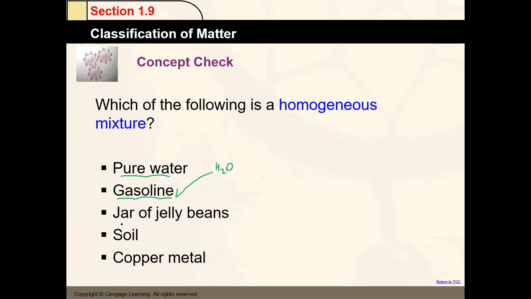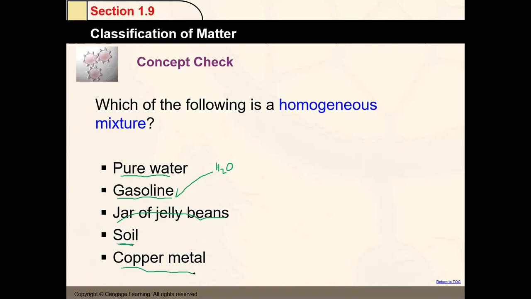Jar of jelly beans, I would say that they are a heterogeneous mixture, right? I mean, they're not the same. So, for example, one is red, one is blue, one is white, one is purple. So definitely they are different. They're not the same thing. Soil, no, that's heterogeneous, because if you give me some soil, I'm sure that I will see some pieces of stone, maybe some sand. I will see also soil, right? So I will see different things, even pieces of glass, right? I might see even that in soil. So that would be a heterogeneous mixture.